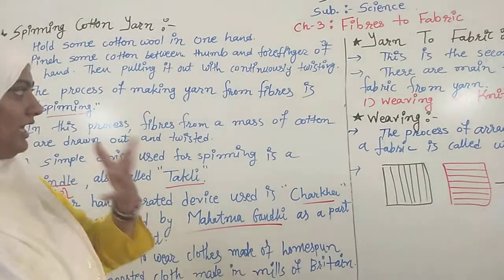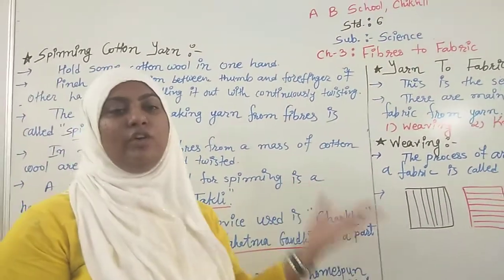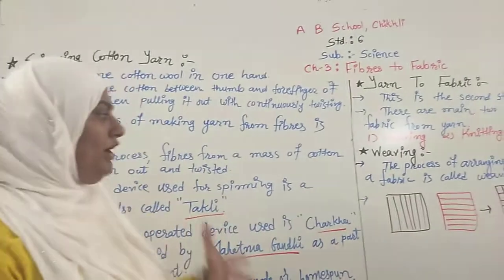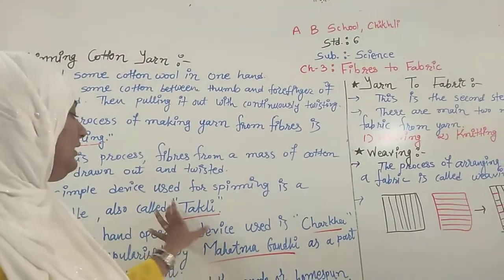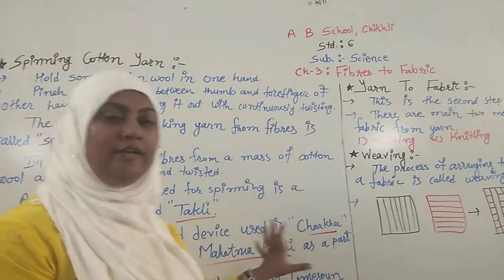First, if you are asked what the devices used for spinning are, you have to write the answer: takli and charkha. These are both hand devices.